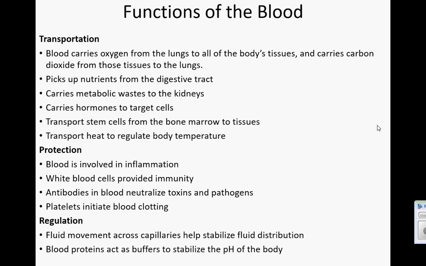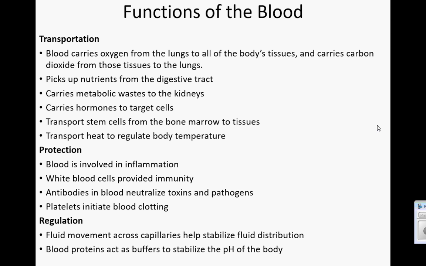Our blood provides us with processes that protect us, like inflammation. There's a type of cells in our blood called white blood cells that provide immunity. Antibodies are produced by a certain type of white blood cells that neutralize toxins and pathogens. And then the third type of cell in our blood is called platelets. They're actually not cells, but cell fragments, but are part of a blood clotting process that helps us stop from bleeding.